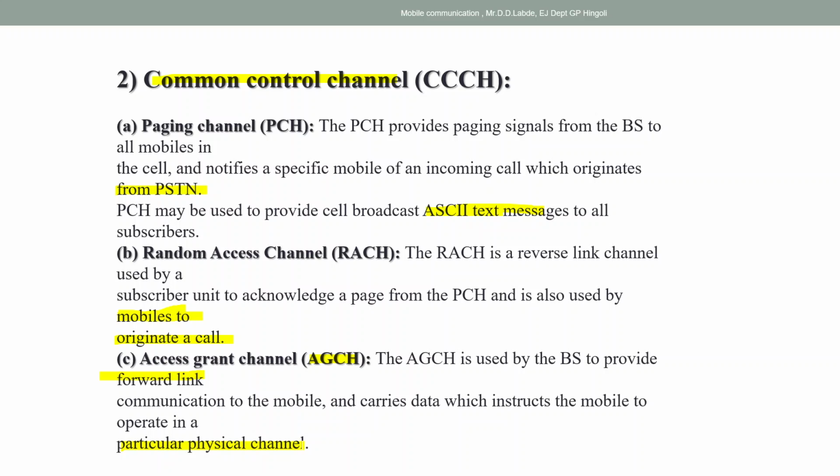Basically the access grant channel will give the subscriber access to use the particular channel when you are initiating a call. Your paging channel will first request, then the random access channel acknowledges, and then your access for that channel is granted by the AGCH. That is your common control channel.